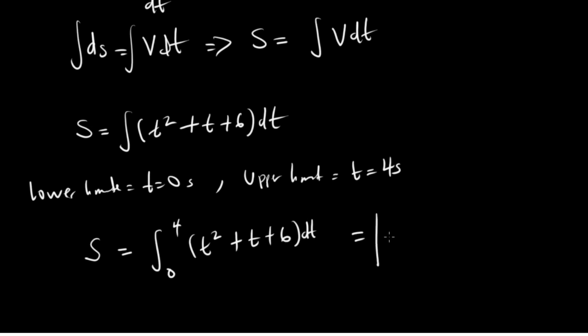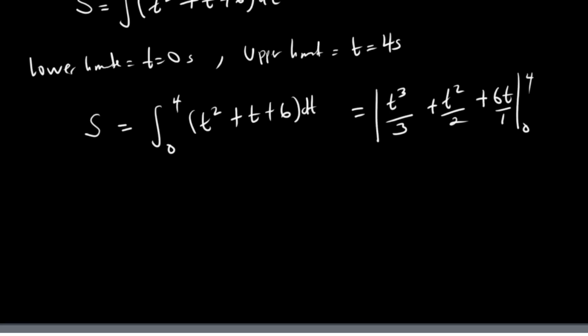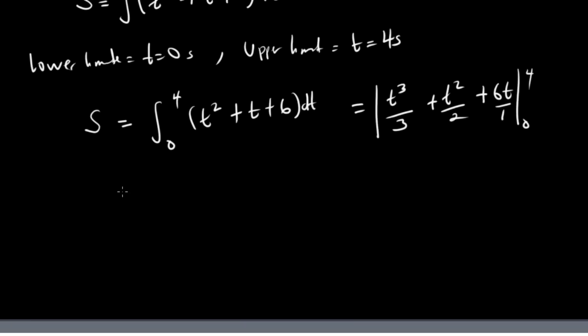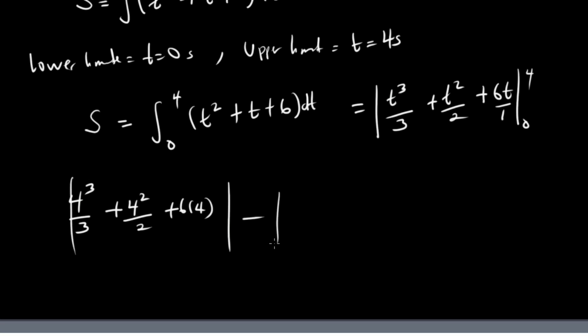So integrating this, we are going to have t cubed divided by 3 plus t squared over 2 plus 6t over 1, integrating from 0 to 4. So substituting the upper limit, we're going to have 4 to the power of 3 over 3 plus 4 to the power of 2 over 2 plus 6 times 4, minus, and then we substitute 0 here. If you put 0 here, everything on the right-hand side is equal to 0.